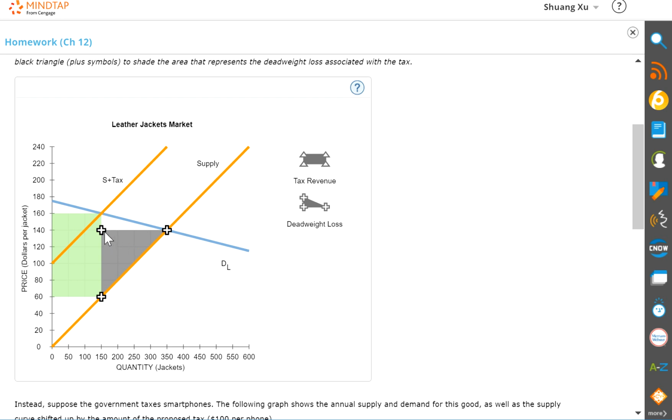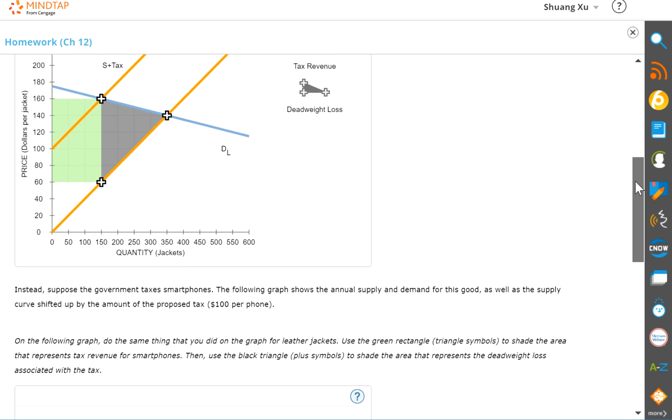So we lost this area, this total area here. So that's our deadweight loss, okay? All right, so that's the first one. Now let's look at the market for cell phones.